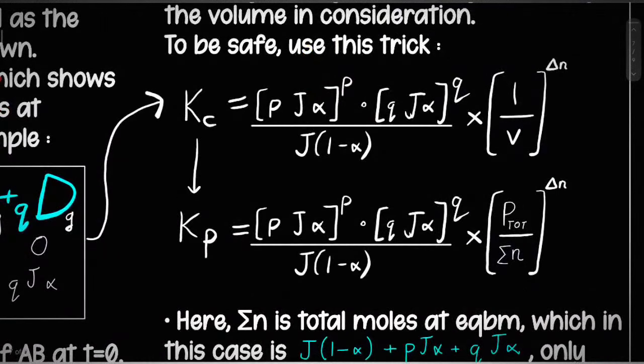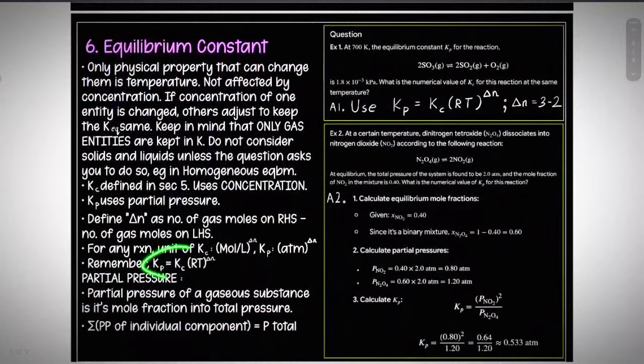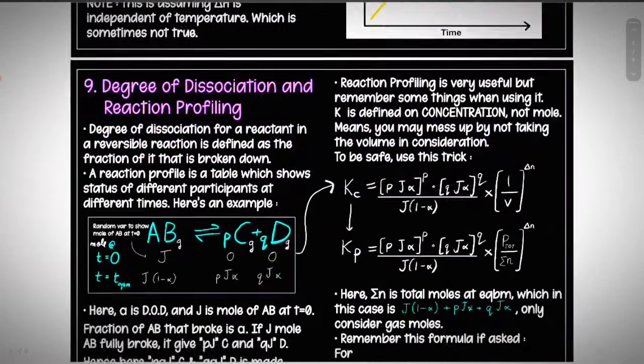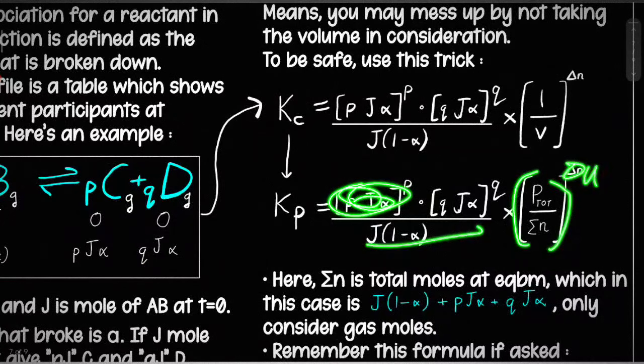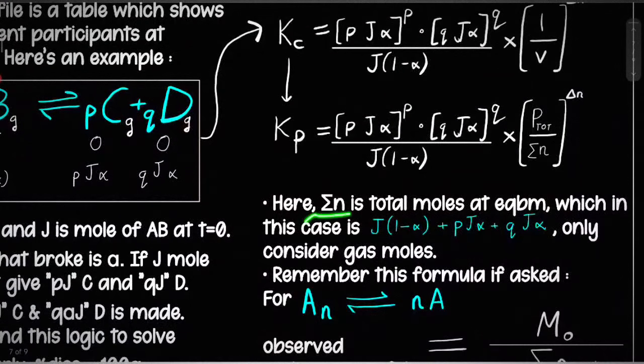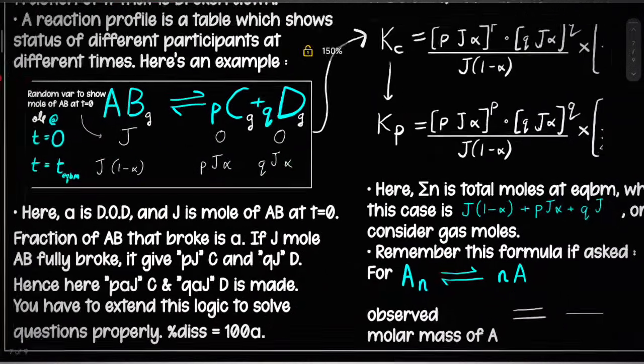Isn't that beautiful? And you would say that also the RT raised to the power N term should come. Remember this expression. It all cancels out in a very beautiful manner, my friend. So just write this in terms of the moles and multiply these things raised to the power delta N. What is sigma N here? It is the total moles at equilibrium. Only considering gas moles, which in this case is this plus this plus this. Basically, the moles of all the gaseous participants at the equilibrium state.